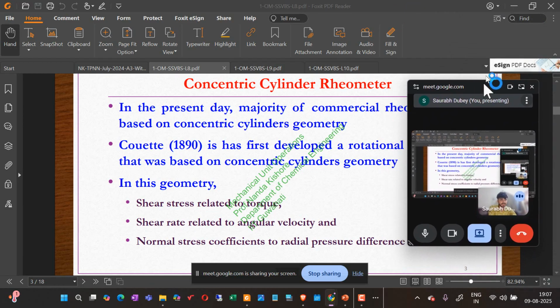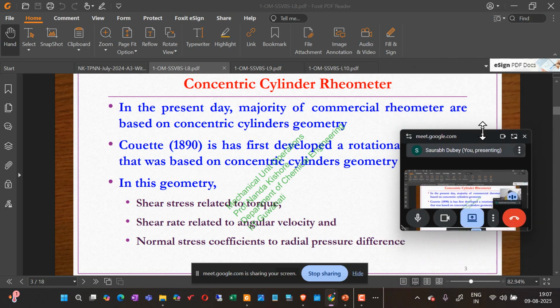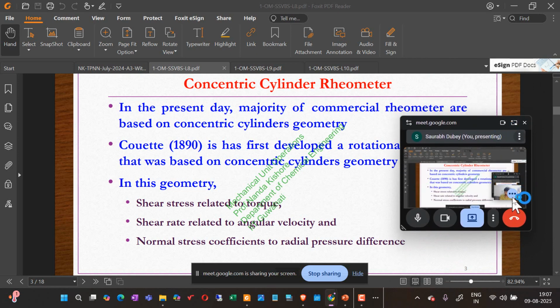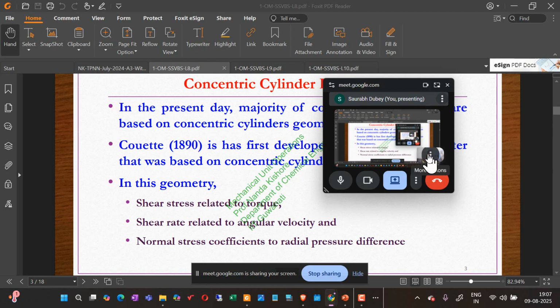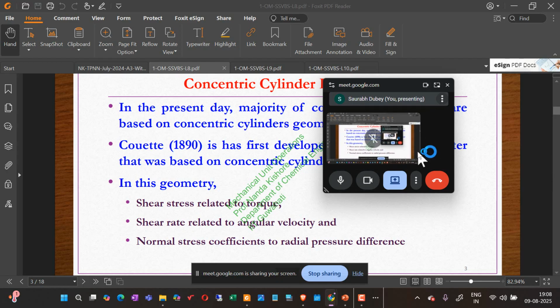So in this one, if you see, let me just keep it somewhere. If I can sort it down, yes, it can be sorted. Okay, let's make pin my screen. Okay, it's right, no issues. Let's reframe it. Pin to screen. Yes, so it is here.